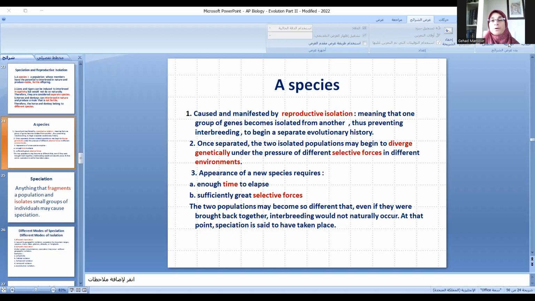Hello again. We're going now to talk about speciation, or the formation of species, and how it is related to reproductive isolation. Before introducing the concept of reproductive isolation, we should first know what a species is. A species is a population, a group of individuals whose members can interbreed, as we said before.